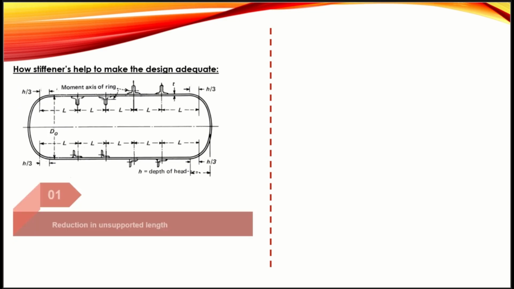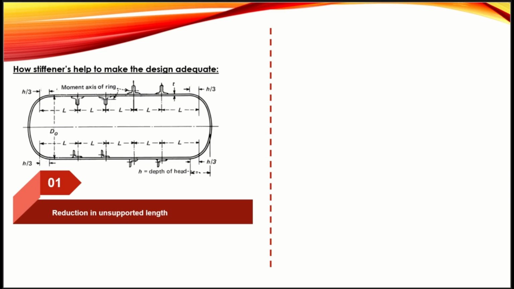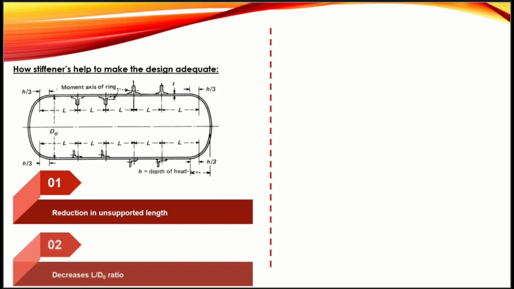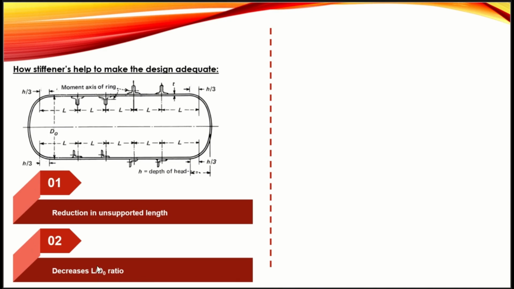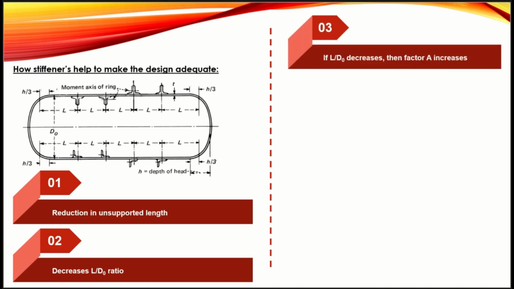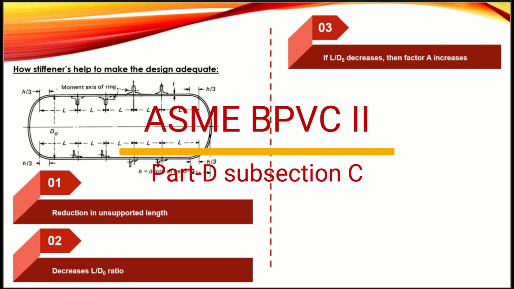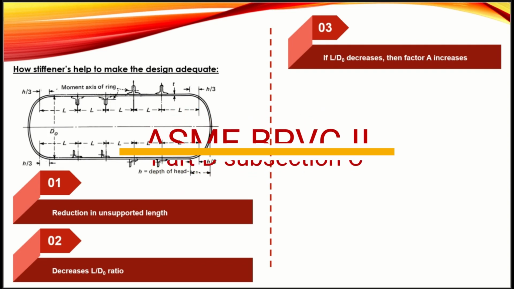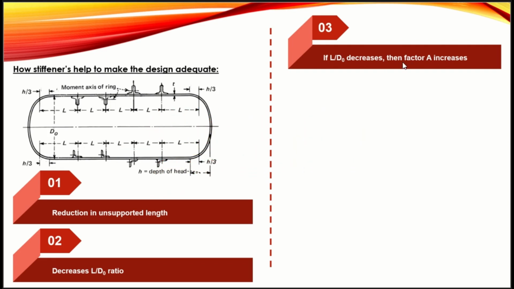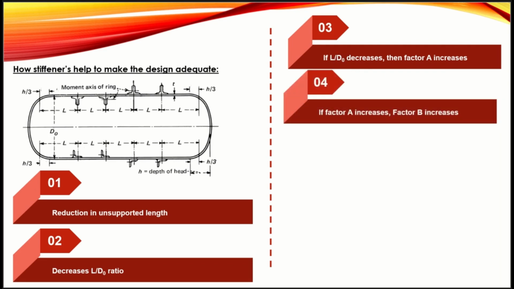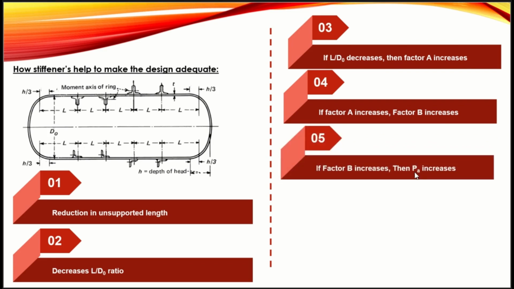So we know that by adding the stiffener rings, the total unsupported length is reduced. By reducing the unsupported length, the L by D ratio decreases, because if we decrease the L, this slenderness ratio automatically decreases. Due to the decrease in L by D ratio, factor A increases, guys. So how to find factor A? If you go to ASME BPVC Section 2, Subsection C, you will find Figure G, guys. From there you can find the factor A value by using this L by D ratio. If factor A increases, automatically factor B increases. By increasing the factor B, your maximum allowable working pressure also increases.